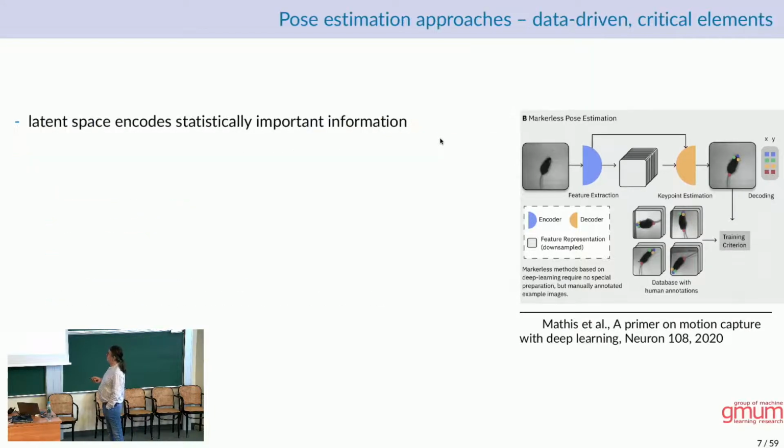So it's just as I said, it is the latent space which encodes the information which is important. It doesn't encode the information which is unimportant. For example, it doesn't encode the information of the floor, which is below the rodents, probably. I'm not really sure about that.